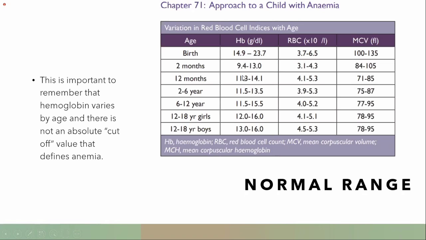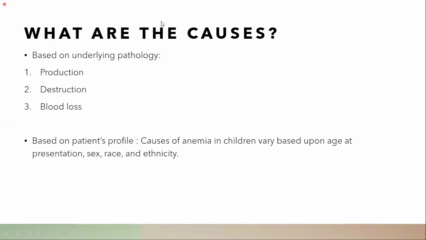Okay. For less than 12 months, we take it as below 10. And for more than 12 months to 12 years old, we take it as less than 11. Okay. That's for normal range. So let's understand a bit about the pathophysiology. What are the causes of anemia?